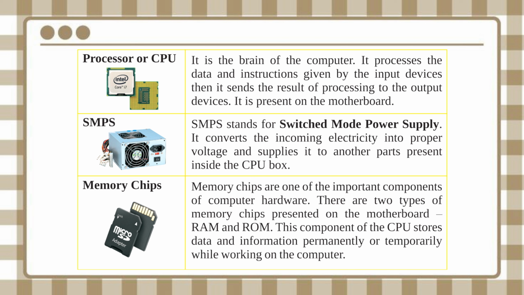Memory chips. Memory chips are one of the important components of computer hardware. There are two types of memory chips present on the motherboard: RAM and ROM. This component of the CPU stores data and information permanently or temporarily while working on the computer.